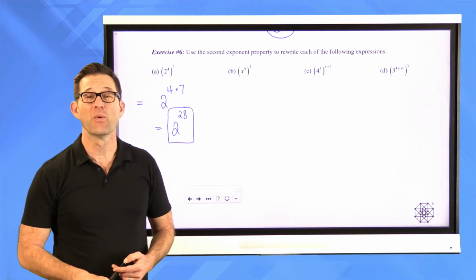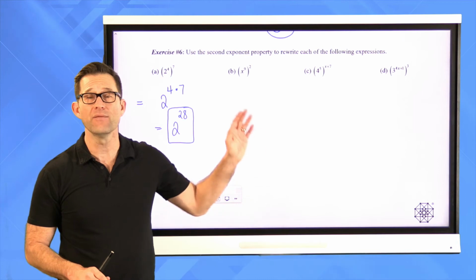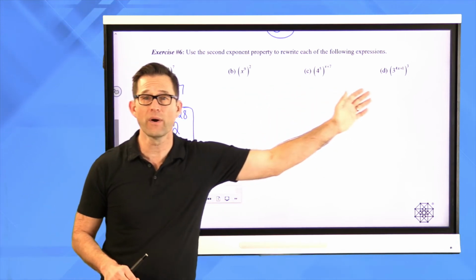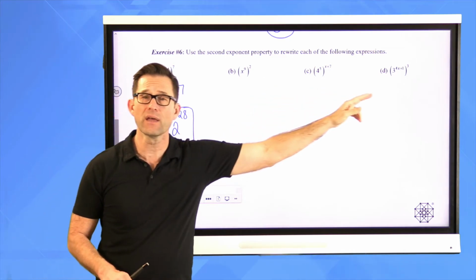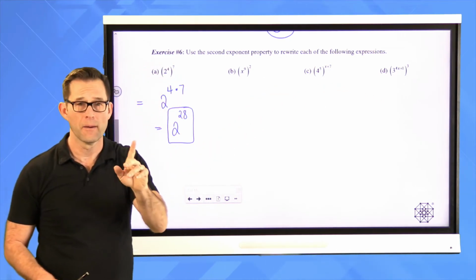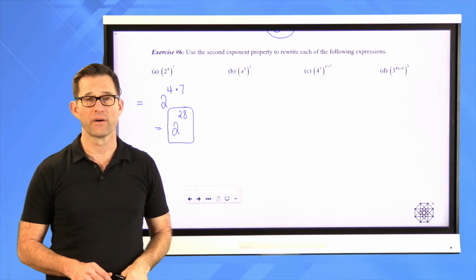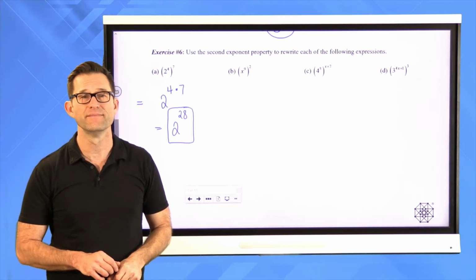All right, so what I'd like you to do is pause the video now and see if you can use that exponent property we just went over in order to simplify each expression. Now watch out. Letter C and letter D are a little bit tricky, all right? But I bet you can get them right if you think hard enough about them. Take a little bit of time now.